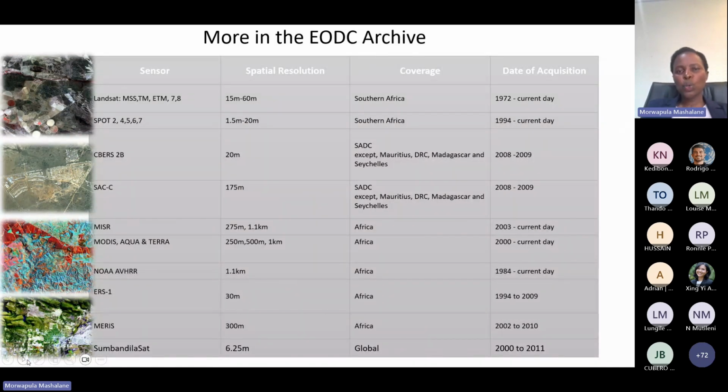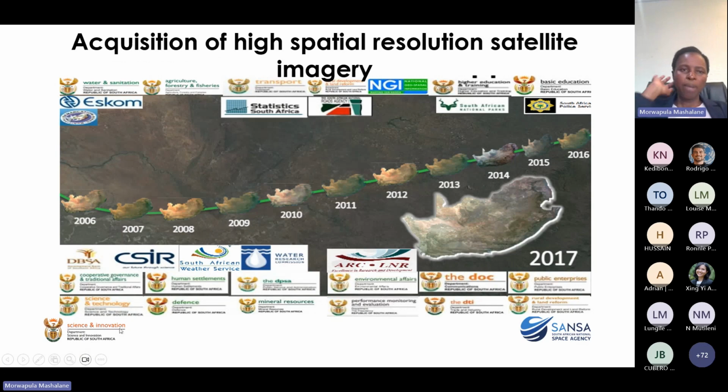So the table shows the characteristics or specifications of the sensors that we have access to, from spatial resolution, coverage, and also date of acquisition. This archive imagery is important if we want to look back and analyze human activity, historical land use, and also changes in the environment so that we can prepare better for the future.